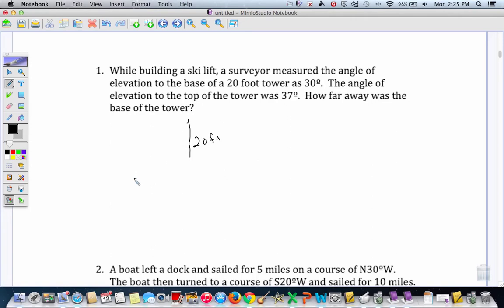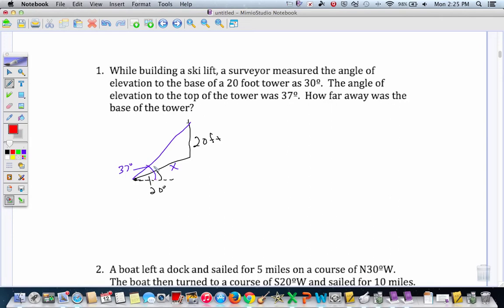Our angle of elevation to the base was 20 degrees. So we're standing over here somewhere, and we'll go to the base of the tower, remembering our angle of elevation is measured from a horizontal line. So this angle right here is 20 degrees. The angle of elevation then to the top of the tower was 37 degrees. So from that same line up to our line of sight to the top of the tower is 37 degrees. And we want to find out how far we are away from the base of the tower. We'll go with the slant range distance there.